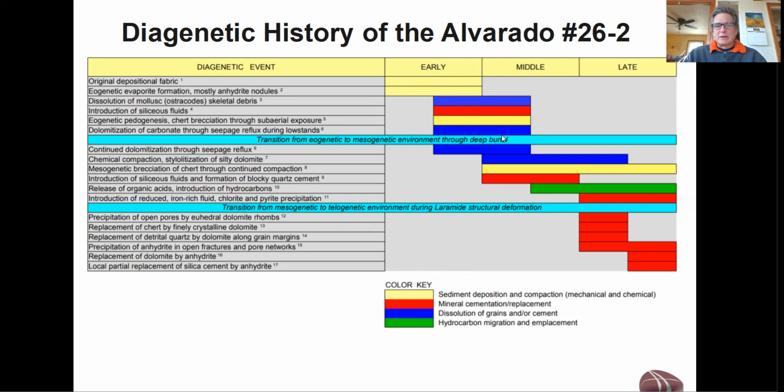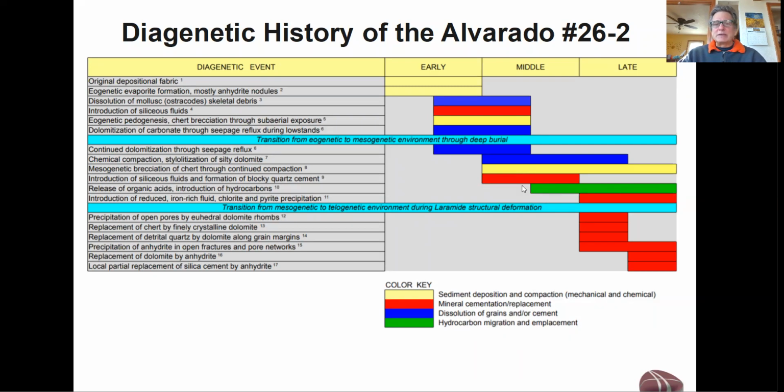The blue events are events that are interpreted to have created porosity. So either dissolution of grains or dissolution of cement or some event that was able to create porosity. In contrast, the red bars here show events that are associated with the reduction or the destruction of porosity. So these mostly are mineral cementation and or replacement events. And each of these is put in the context of the charging of these rocks by mobilized hydrocarbons. Again, we think this is that long distance migration.